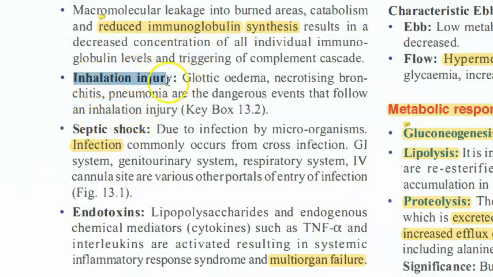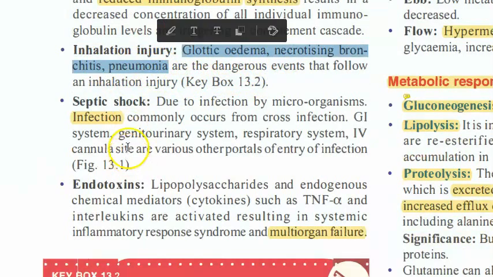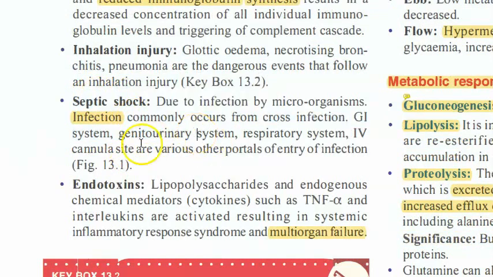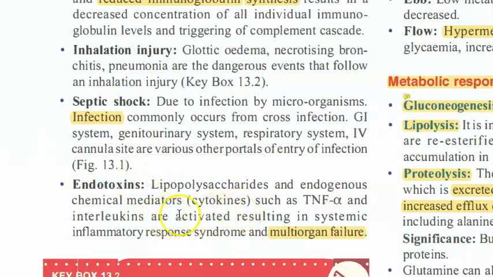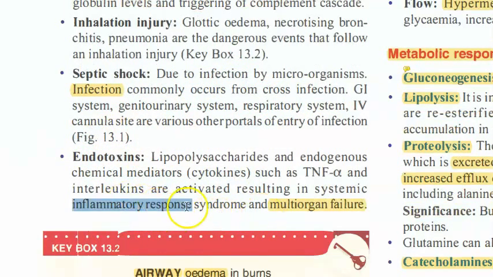If there is inhalational injury, the person would have breathed in all this smoke, right? So there can be glottic edema, necrotizing bronchitis, pneumonia, etc. Septic shock, infection will be there, right? Cross infection due to microorganisms, etc. Endotoxins will be there.